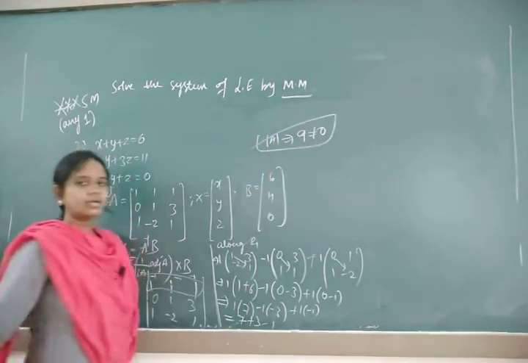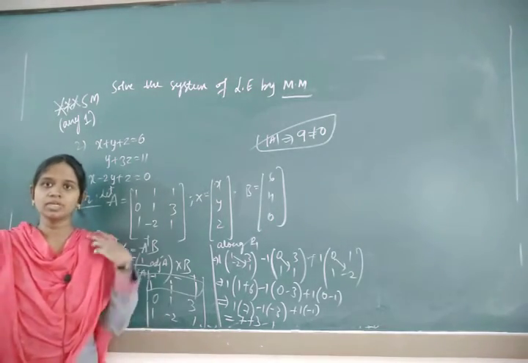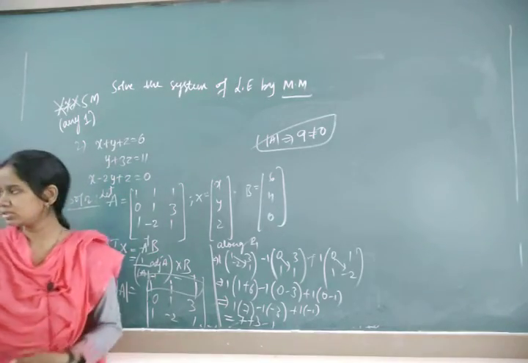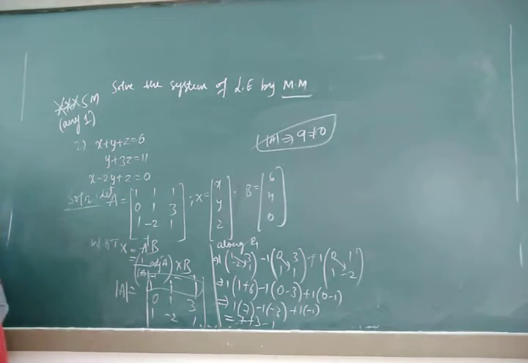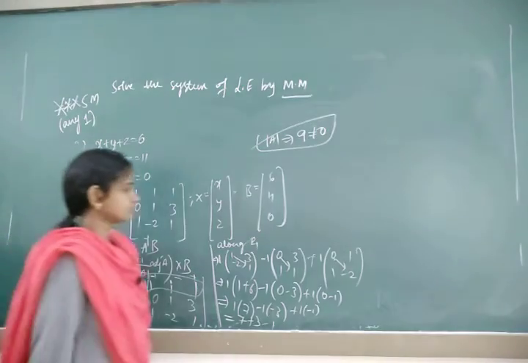So what you got? Determinant A value is 9, which is not equal to 0. If it is not equal to 0, it means it's a non-singular matrix. A inverse exists. So to have the A inverse, what we will do? First of all, we will find out the cofactors.